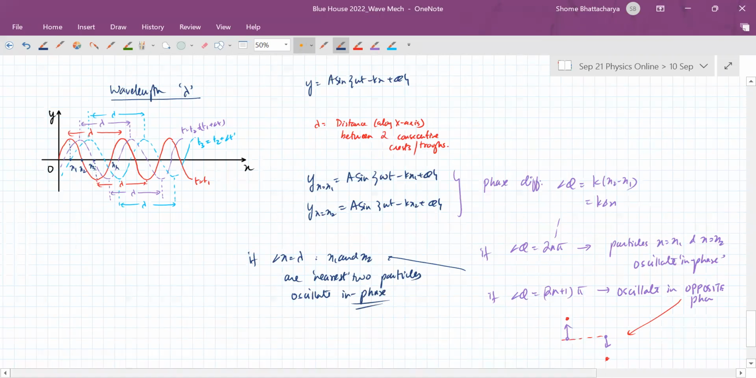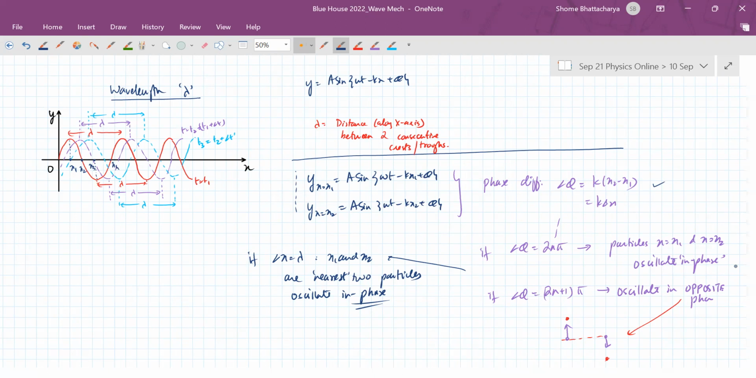Sir, can you explain this point again? See, it's all according to the equations. Just follow the equations from this step onwards. The equation of SHM of two particles x1 and x2 is given. From that, you're understanding the phase difference between them. If that phase difference happens to be 2 pi, that means they are in phase, na? Because sine of 2 pi is 0.